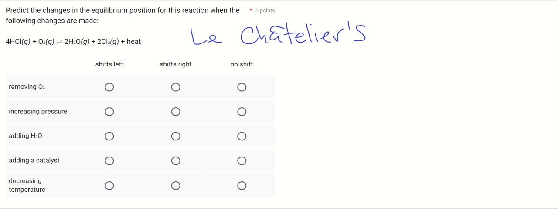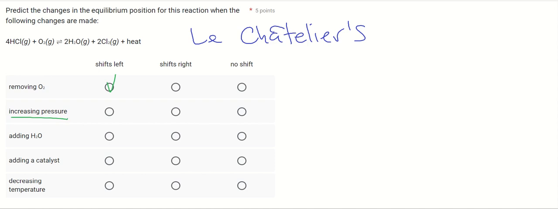Okay, removing oxygen. If we decrease the concentration of oxygen when this is at equilibrium, the system will try to make more of that oxygen that was removed. So we can do that by producing more of it, so it'll shift to the left.